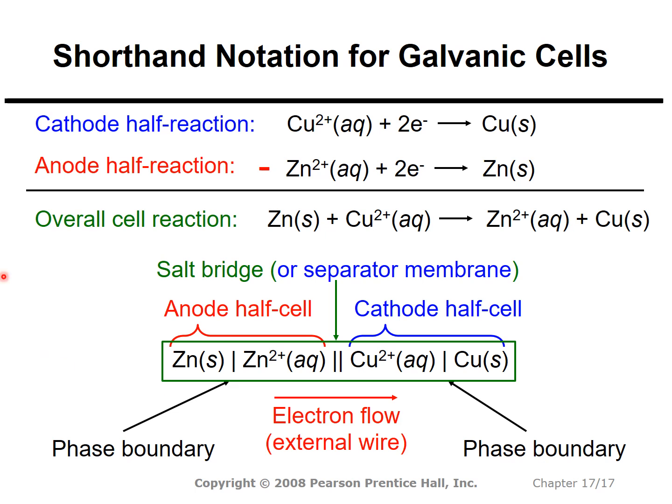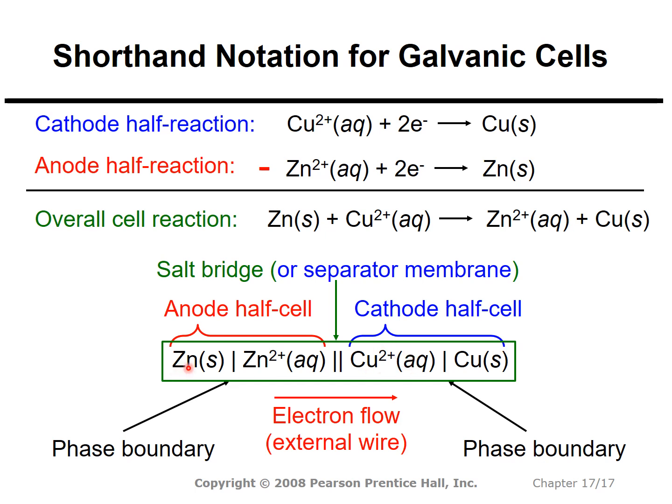Shorthand notation for galvanic cells, for the same cell, and here is the notation. On the left side you should place the anode part, and on the right side you should have the cathode half-cell part. So this is the electrode, zinc, solid metal. And then in the electrolyte next to the zinc electrode, we have zinc 2 plus. This vertical line indicates a phase boundary because this is solid and this is liquid. Let's go to the right side, copper and copper 2 plus.